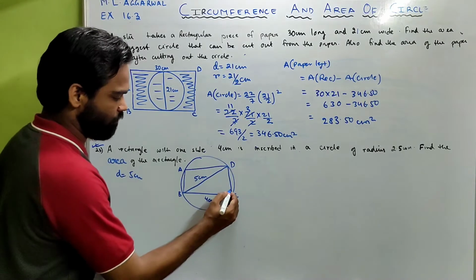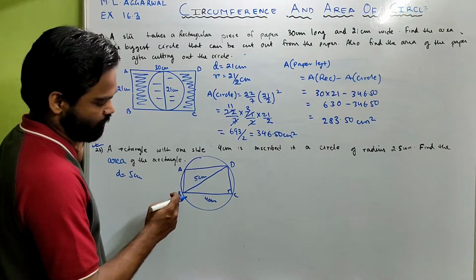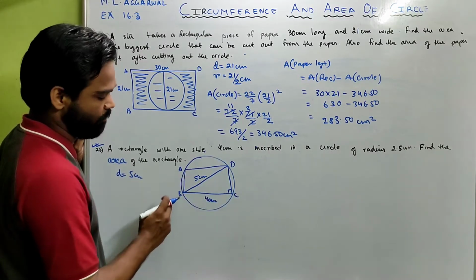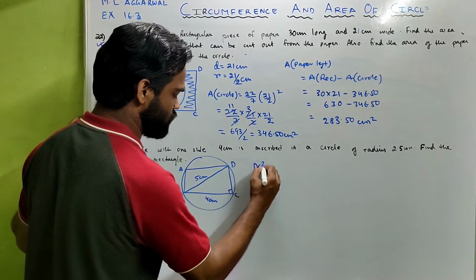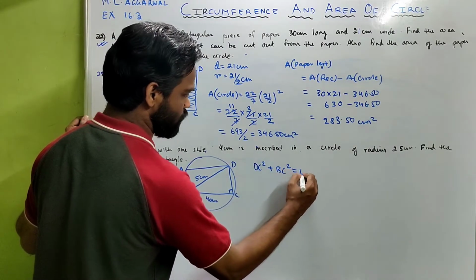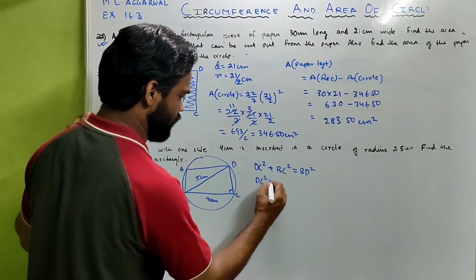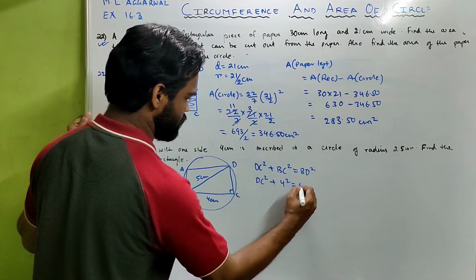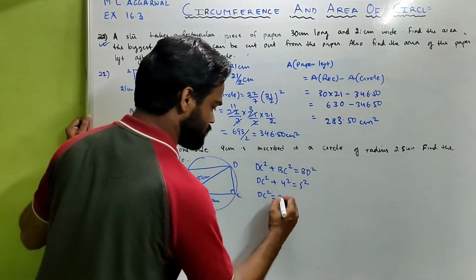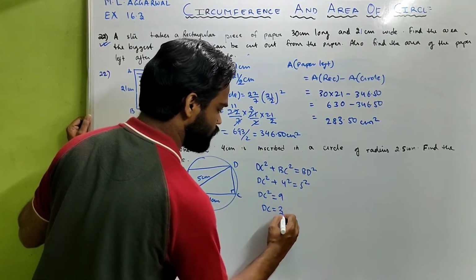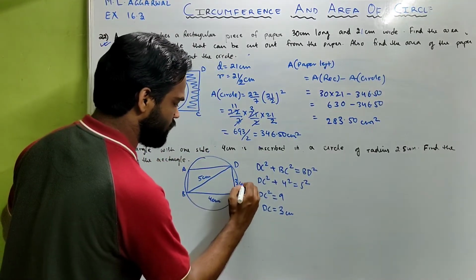Now we know this is 90 degree. With the help of BC and BD in the triangle BDC, we can get DC. How? See, this is the perpendicular, so DC square plus BC square equals to BD square, Pythagoras theorem. We have already done this, so DC square plus 4 square equals to 5 square, so DC square equals to 25 minus 16, that's 9, so DC will be plus minus 3, so we'll take positive. So DC is 3 centimeter.